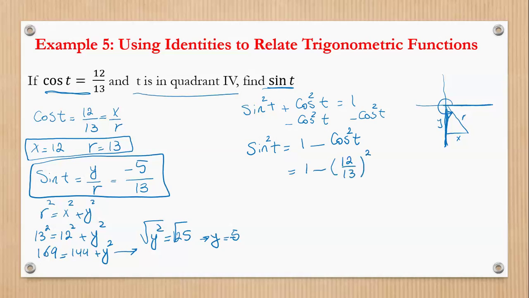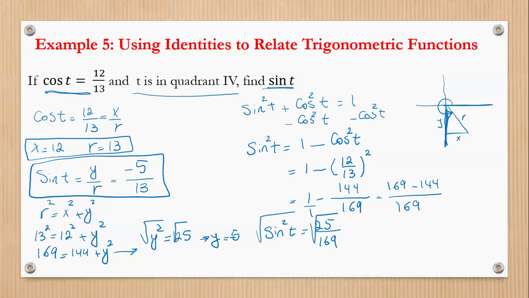But don't forget there is a square on top of that. We raise 12 over 13 to the second power. Then we find the common denominator between these two, which is 169. So sine squared is 25 over 169. I want to find the sine, which means I need to take the square root of both sides. And the sine t must be equal to 5 over 13.